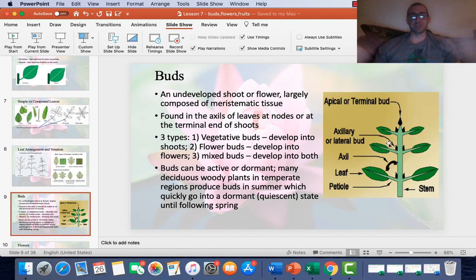So an axil is this angle that you see here between the leaf and the stem, and you'll find it here at the base of that leaf, which we refer to as a node, or you will find it at the tips of shoots. Now our buds, we have three types: vegetative buds that are going to develop into shoots, flower buds that are going to develop into flowers, or mixed buds that can develop into either one. And our buds can be active or dormant. Many plants will produce buds that then quickly become dormant, and they will remain dormant until certain environmental conditions or physiological conditions in the plant.